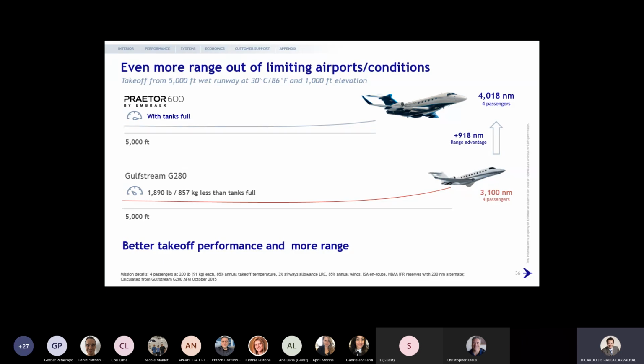The wet runway gain here is not as dramatic as you saw in the Challenger 350, but still very important. So when both airplanes take off from a limited runway, a 5,000 feet wet runway, the Praetor will perform no problem at its full capability, whereas the G280 will have a takeoff weight limitation, which, as I said, will imply removing fuel from the airplane and resulting in a lower range. So whereas we're flying 4,000 nautical miles out of the runway, the G280 will be flying 3,000 nautical miles.